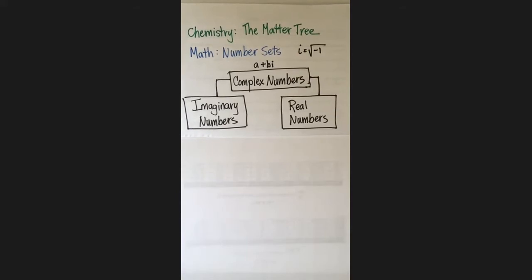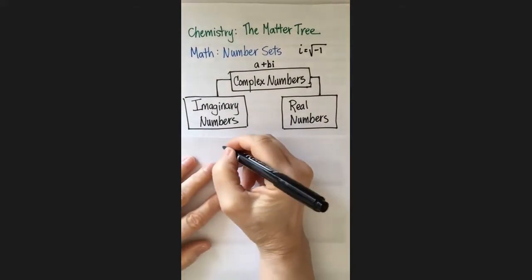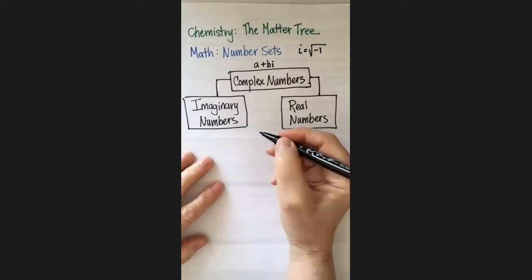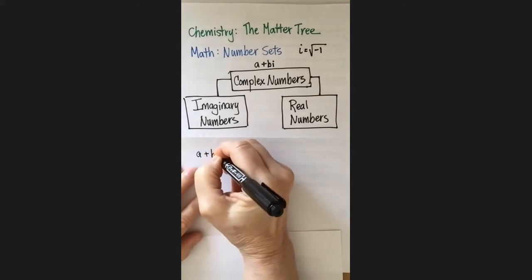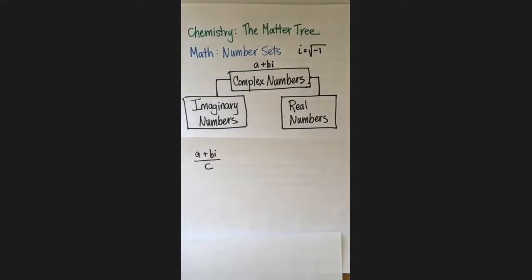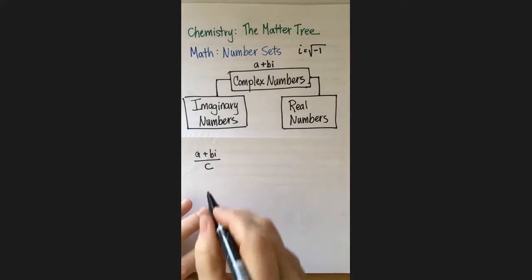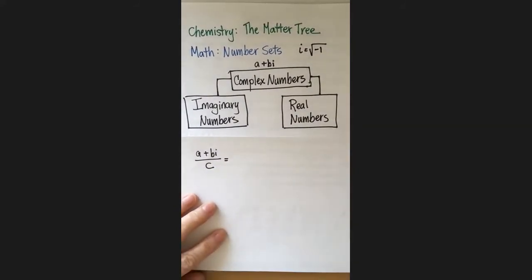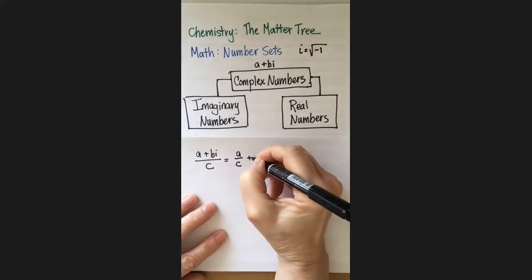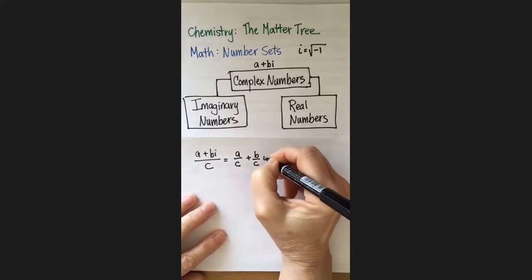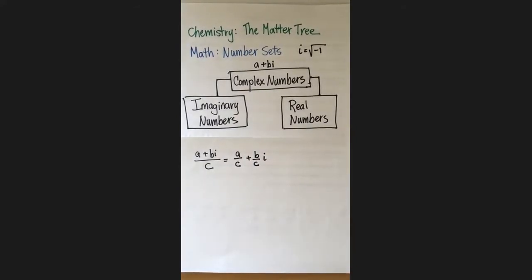Now, talking about writing complex numbers, we could write a complex number as perhaps it has a denominator, a plus bi divided by c. Yes, that is a complex number. That is not a complex number that's in standard form. To put that number in standard form, you would distribute the denominator and end up with a over c plus b over c times i. And that puts it in standard form.